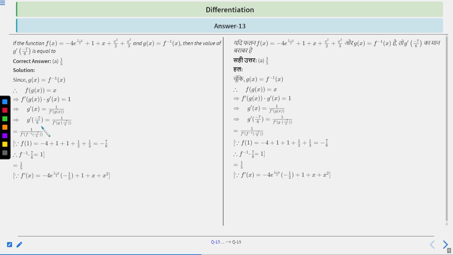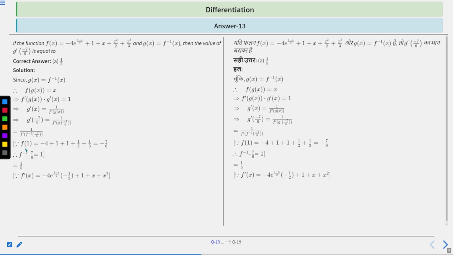Therefore, g dash minus 7 by 6 is 1 upon f dash g of minus 7 by 6. G of x is basically f inverse x, so g dash minus 7 by 6 can be written as 1 upon f dash f inverse minus 7 by 6, because g of minus 7 by 6 can be written as f inverse minus 7 by 6.